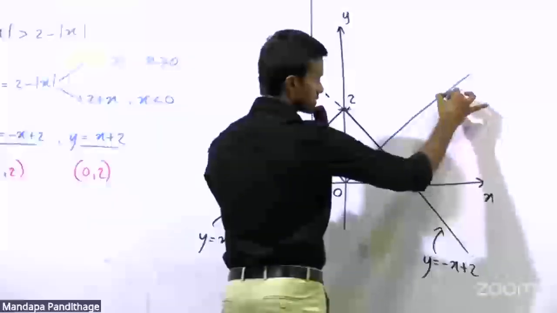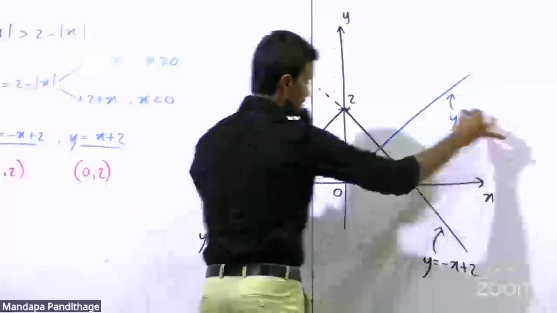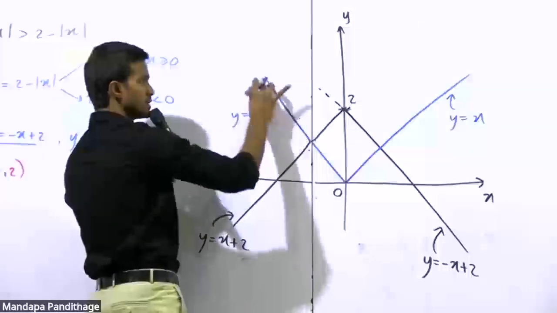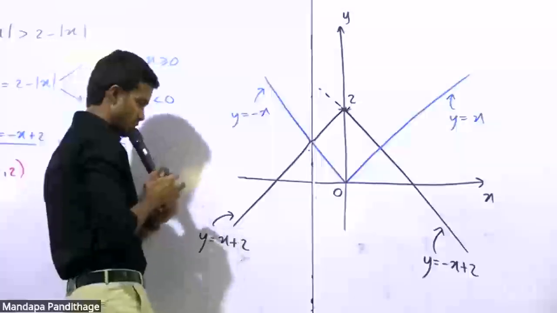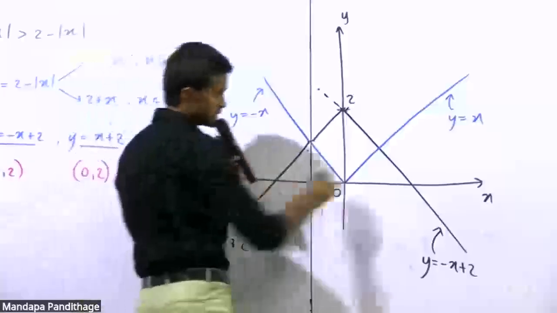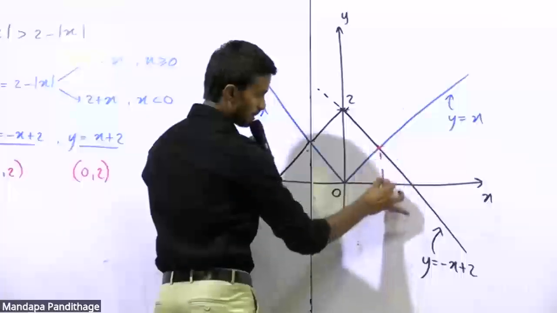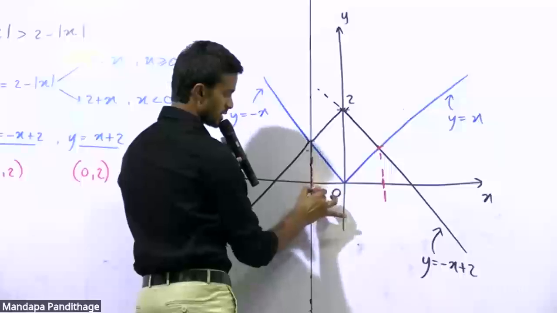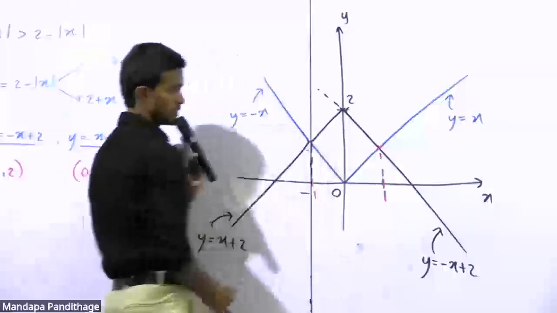Y equals x and y equals minus x. So that is the very first modulus graph you have sketched, no? So find the two intersection points and you get this is plus 1 and this is minus 1. You get the two intersection points, plus 1 and minus 1.